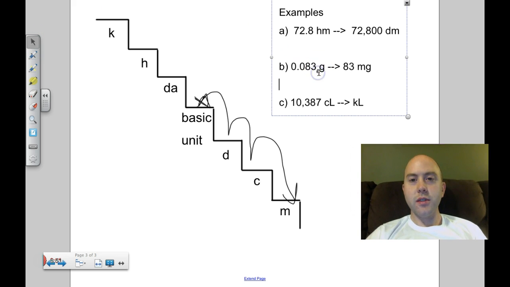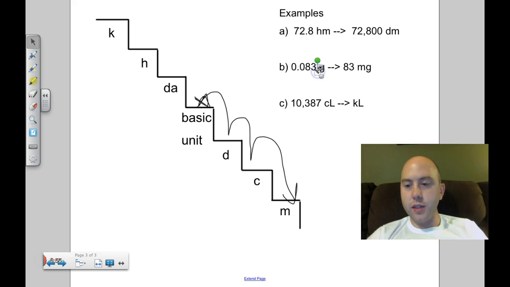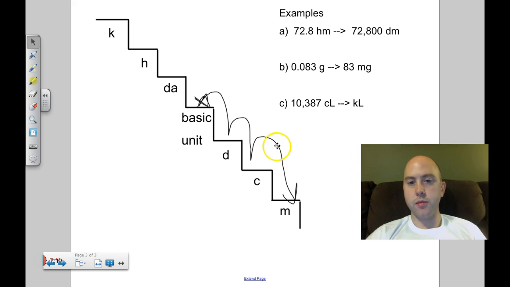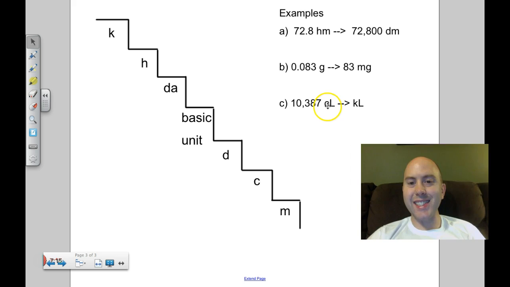So, oops, trying to get rid of that little notation right there. There you go. 0.083 grams is the same thing as saying 83 milligrams. Again, I needed to move 1, 2, 3 places to the right, so I moved my decimal 1, 2, 3 places to the right.